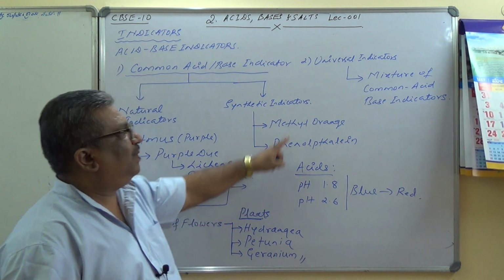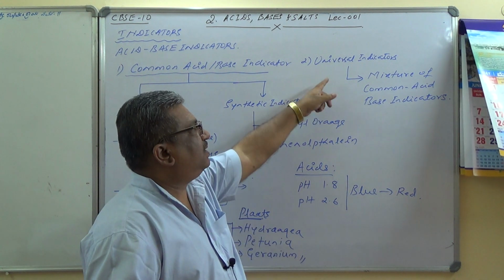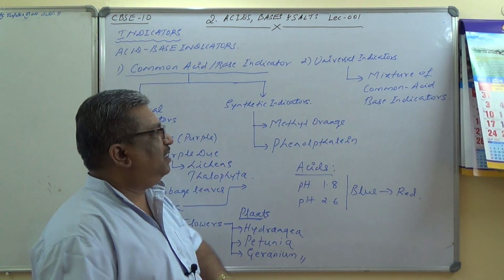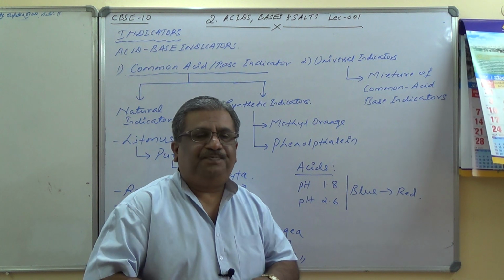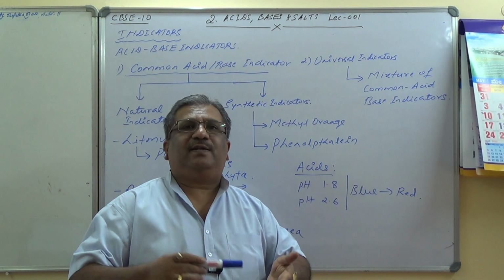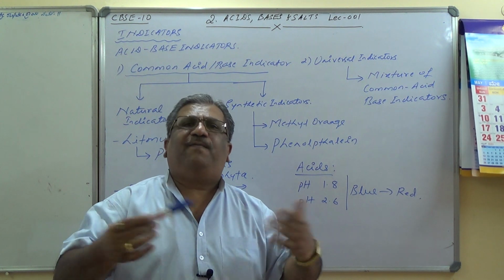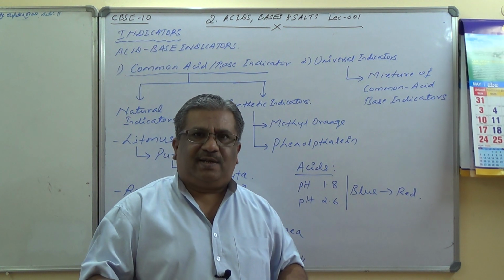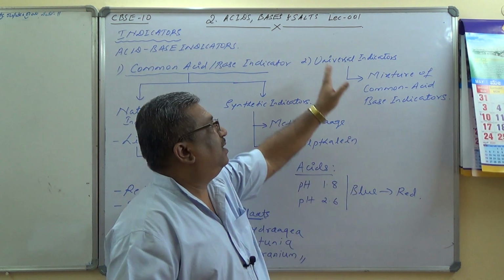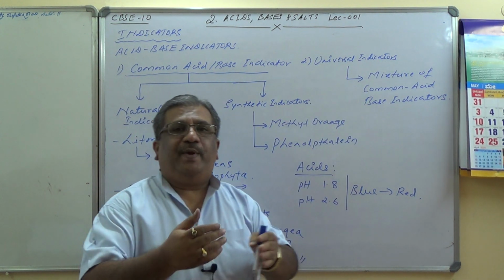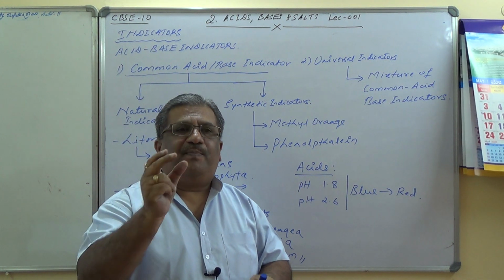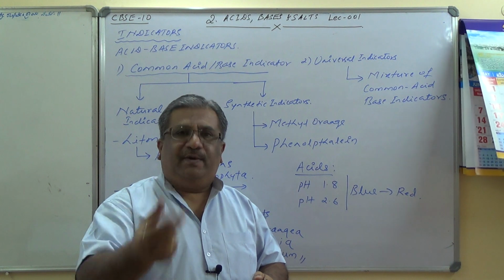But there is a difference with universal indicator. What is this universal indicator? Being the mixture of common acid base indicators, especially the mixture of some synthetic indicators, they will change their colors. The universal indicators will change their colors to different combination colors based on the pH value. That means the universal indicators would be able to give pH range for a particular solution given.